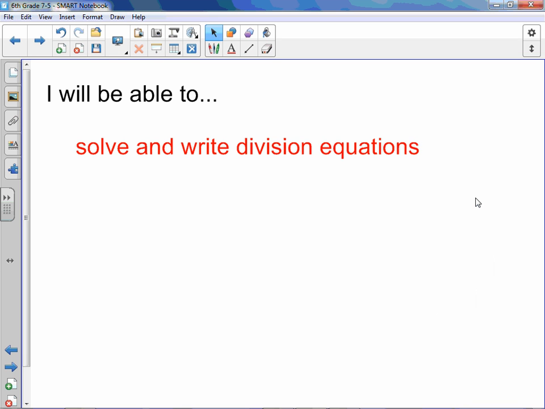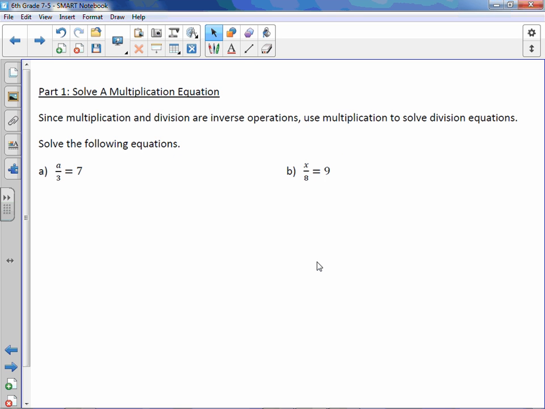Chapter 7, Lesson 5, Solve and Write Division Equations. You will be able to solve and write division equations. Since multiplication and division are inverse operations, we use multiplication to solve division equations.